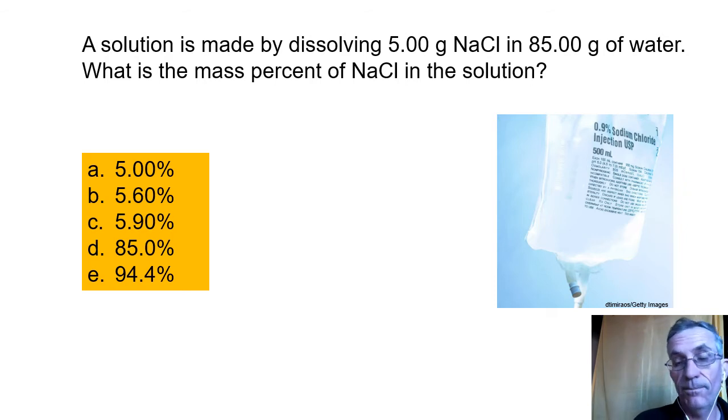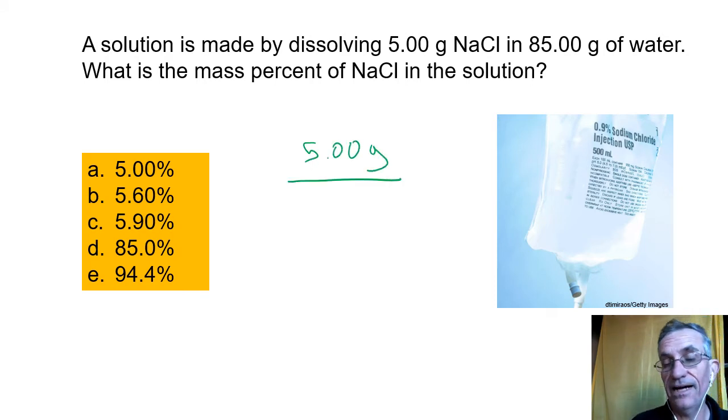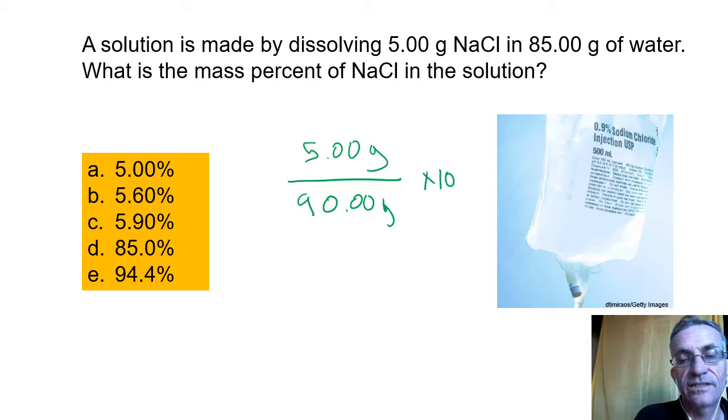All right, so percent by mass. Mass of the solute. That is the thing you have less of. That's the salt, 5. Divided by the total mass. It's not 5, it's not 85. You've got to add them together. 5 and 85, it's 90, guys, sorry. And then you times it by 100 to make it a percent.